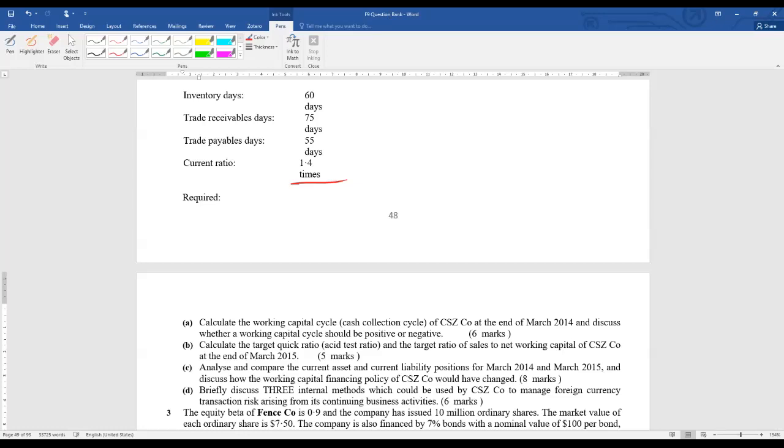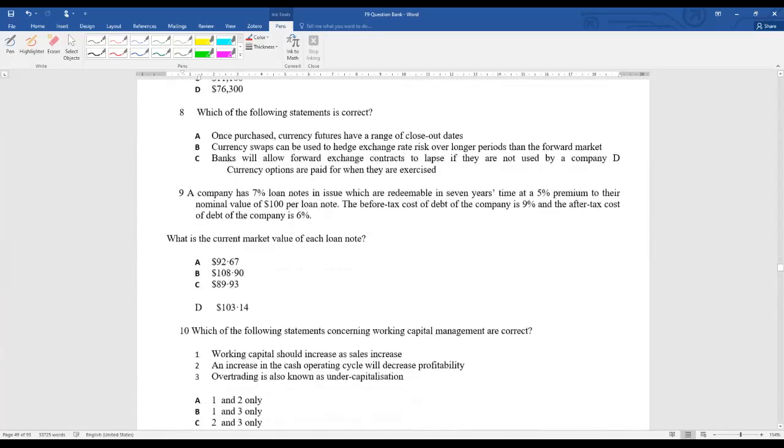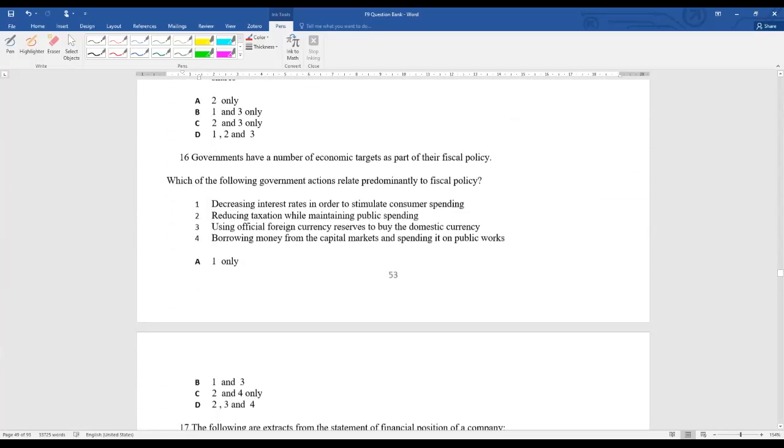So there's a question that I think we can do on this analysis. We'll check whether I can get it.